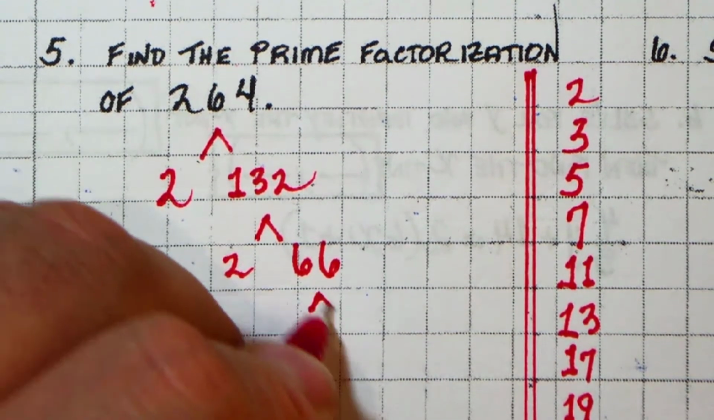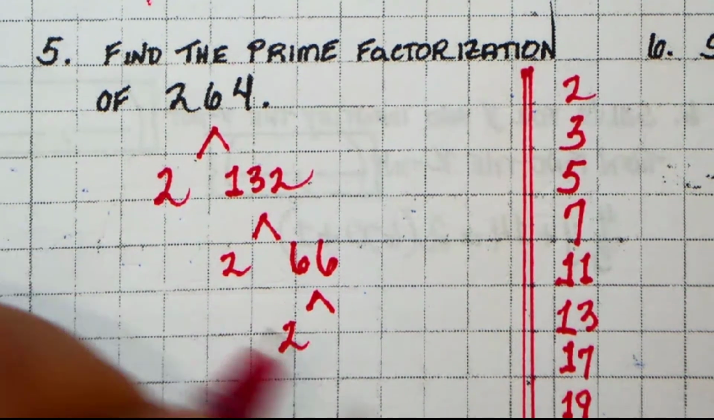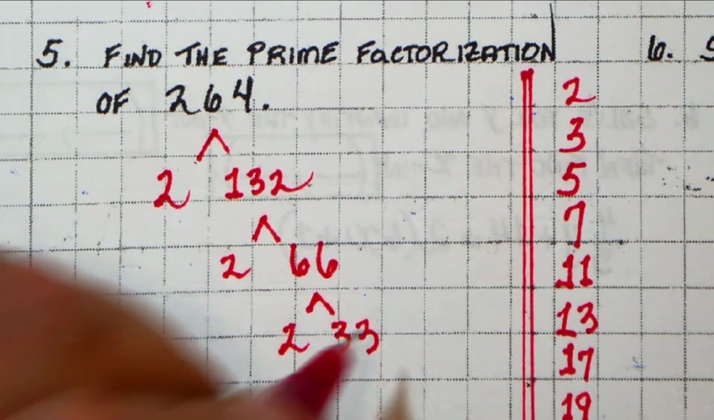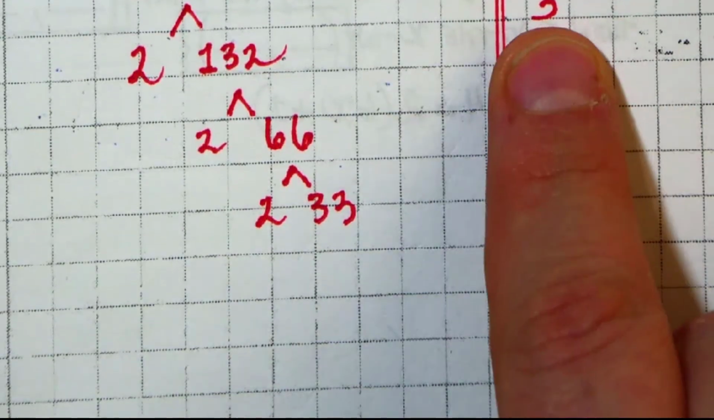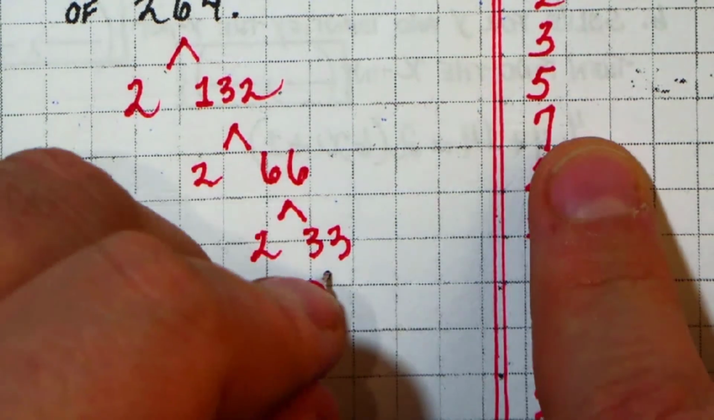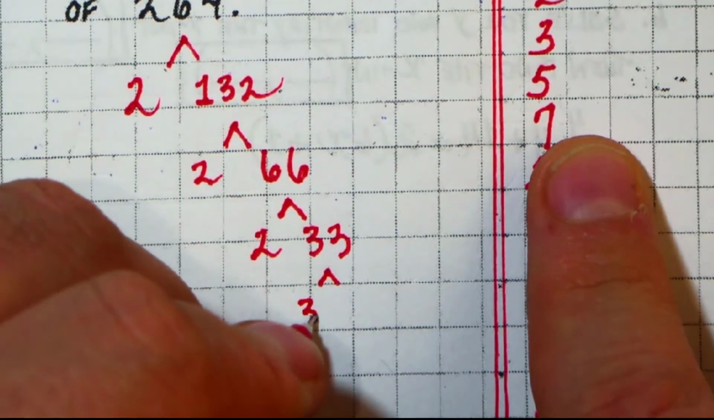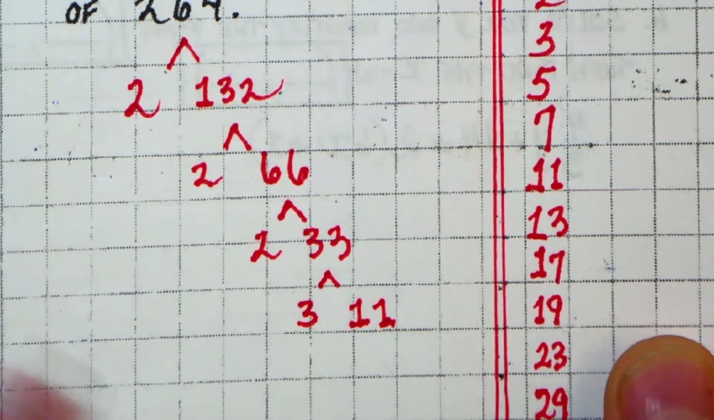Okay, then we break this sucker down. It's still even, so I'm still dividing by 2, and we hit that with the 33. But now I'm at an odd number, so I have to go to the smallest odd prime, which is 3. And have we hit bedrock? Yeah, these are all primes.